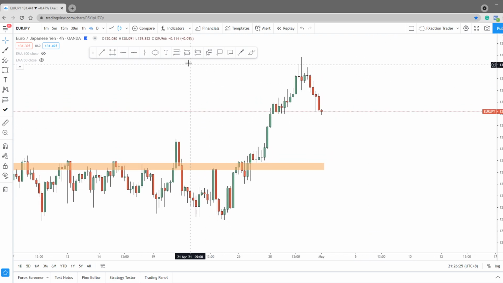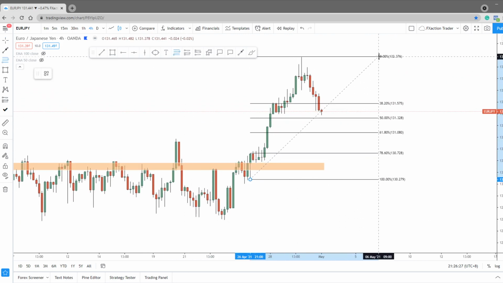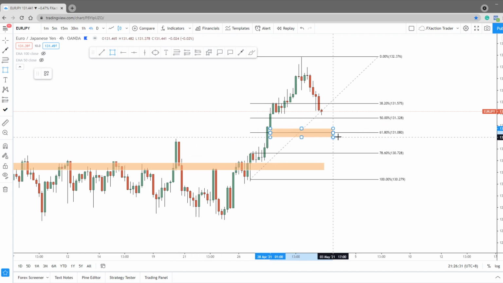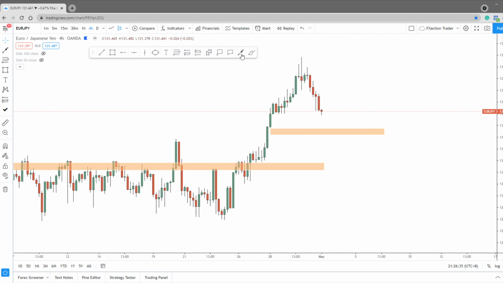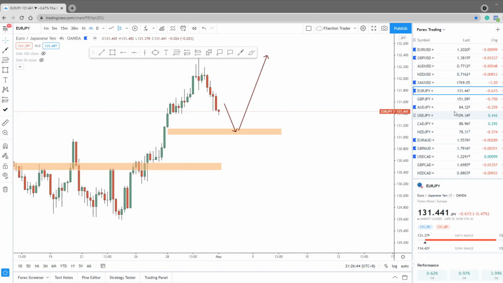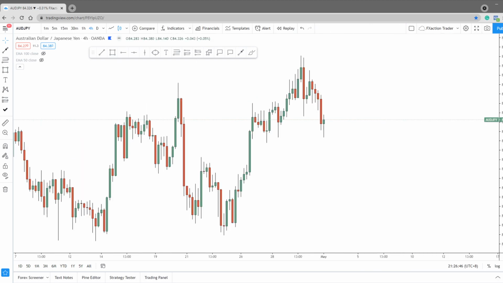So this week, we are still going to wait for a pullback around here, all right, around our Fibonacci level 50 or 61.8. We're still going to wait for a pullback, and we are going to continue to buy this pair as a trend trader. So let us have a look at AUDJPY.